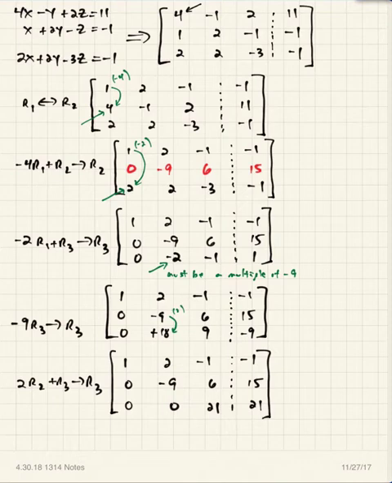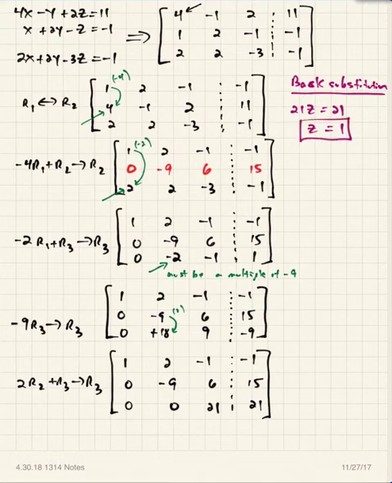All right, and now I can solve the system. And I've got plenty of room on the side here to do that. We're going to use back substitution right here. When I use back substitution, the last row is 21z equals 21. So I get z equals 1. You won't always get z equals 1, but I did on this problem, and I think I got that on the last problem also. Middle row is negative 9y plus 6z equals 15. So I substitute z equals 1 in there, and I get negative 9y plus 6 equals 15. Negative 9y equals 9. y is negative 1.